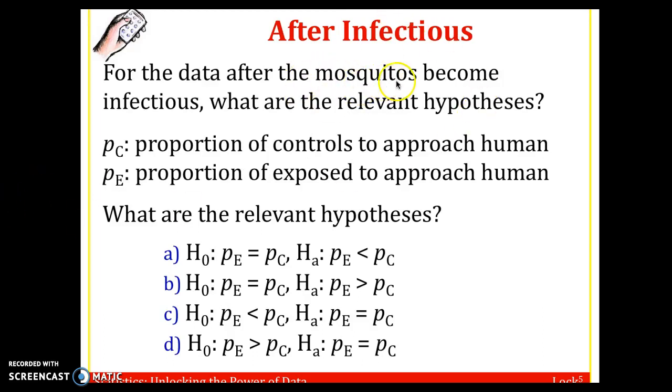So if we're looking at data, again, the hypothesis is once the parasite could spread, does the parasite somehow affect the mosquitoes and make them more likely to approach humans to bite? So here we have the null hypothesis. It has to be one of these first two. We assumed the control group proportion is the same as the proportion of the exposed group. But now in this case, we think the exposed group, the proportion that approaches humans, that tries to bite humans, is going to be greater than the control group. So remember, this control group does not have the malaria parasite. The exposed group does.